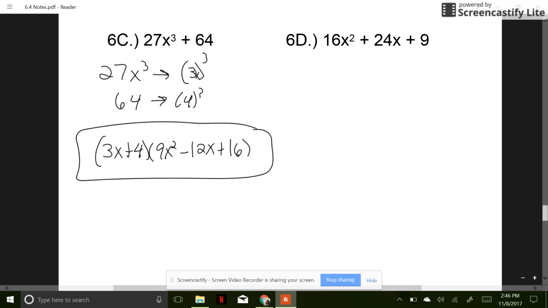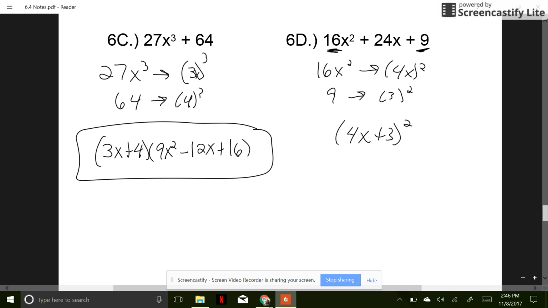Now, 6D is kind of a hard one to recognize. The key here is that both of these are perfect squares. 16x squared is a perfect square because it's 4x squared. 9 is a perfect square because it's 3 squared. So this actually is 4x plus 3 squared. It's a perfect square trinomial, and we can double check it if we were to take this and multiply it by itself to square it. We'll get 16x squared, outside terms plus 12x, inside plus 12x, last plus 9, and it works out.